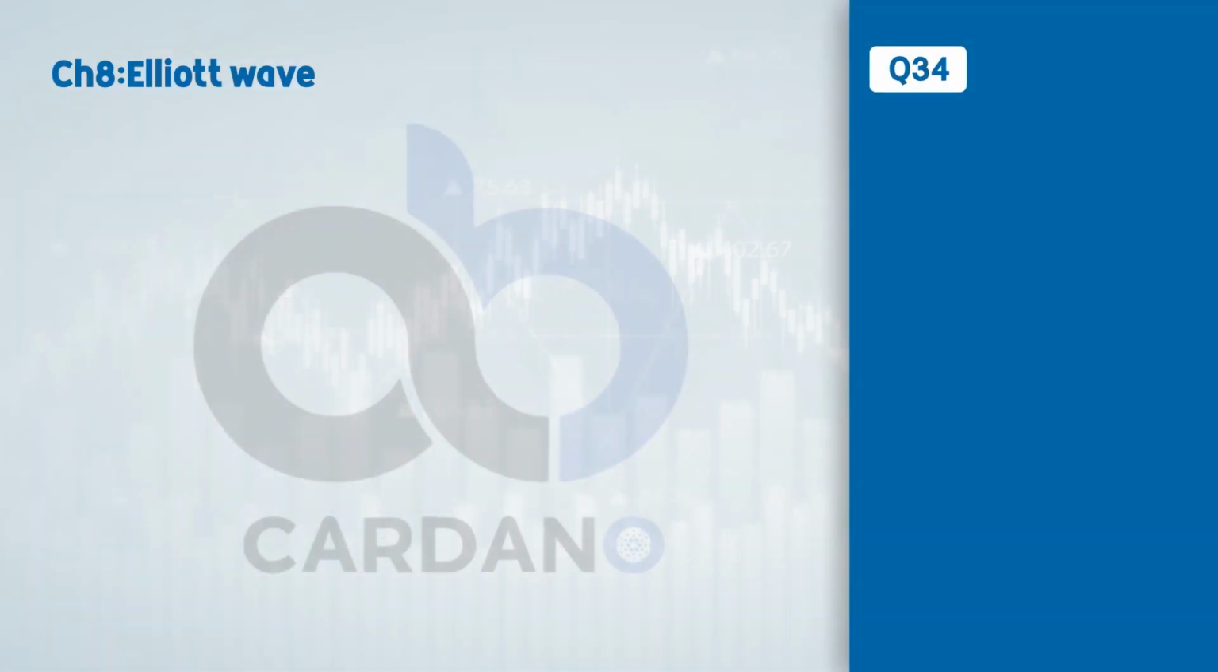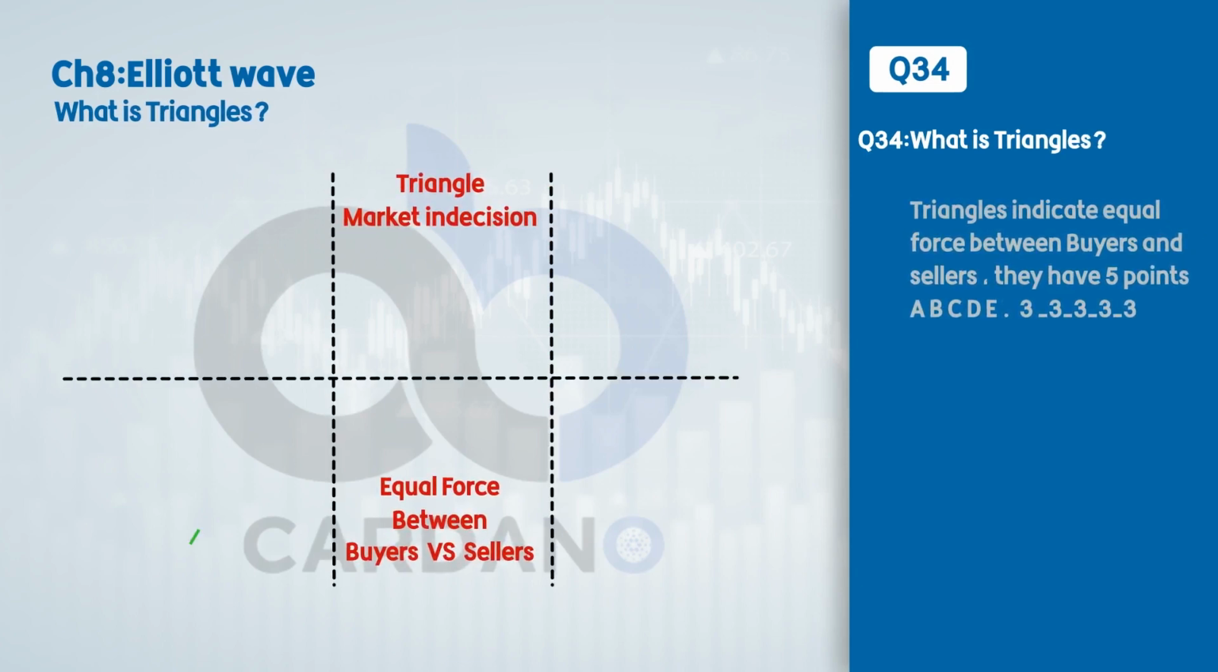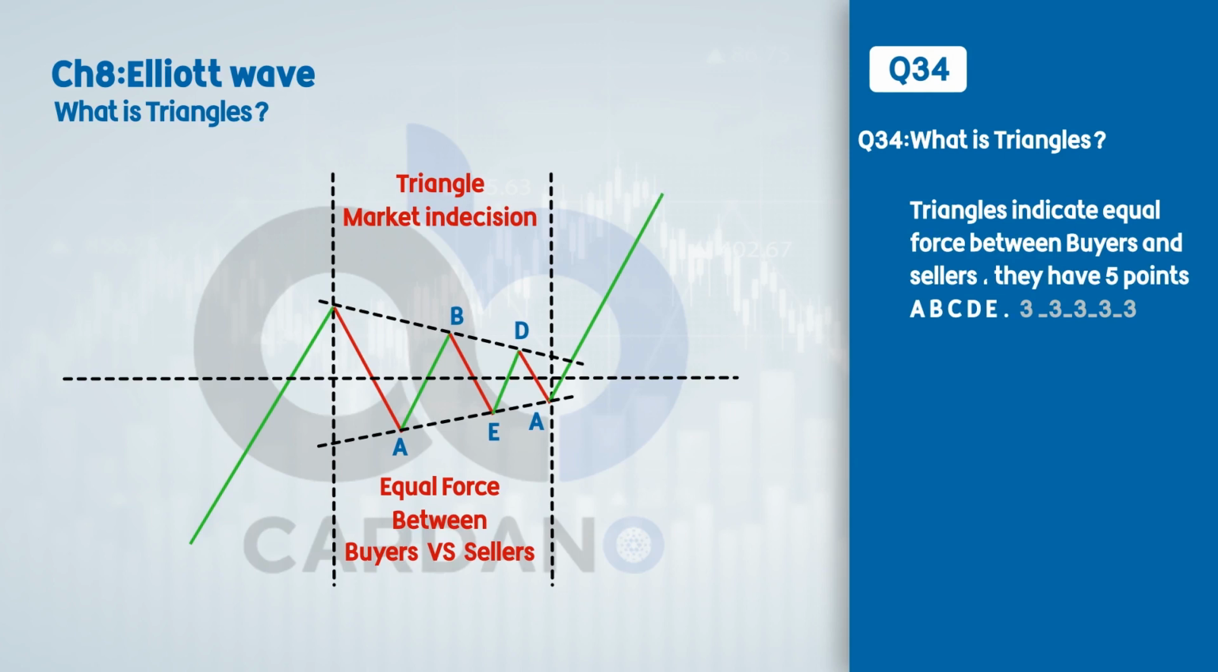Question number 34. What are triangles? The answer is, triangles indicate equal force between buyers and sellers. They have 5 points, A, B, C, D, E. 3, 3, 3, 3, 3.